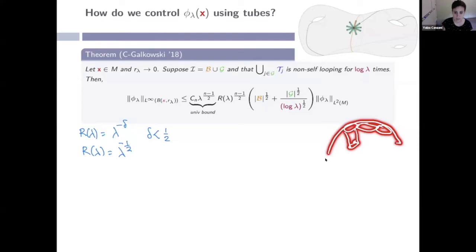Can I also ask a question, please? Yeah. It's Alex. What does it mean to be non-self-looping? Is it the same as the geodesic not being closed? No, for a geodesic to be closed is stronger.